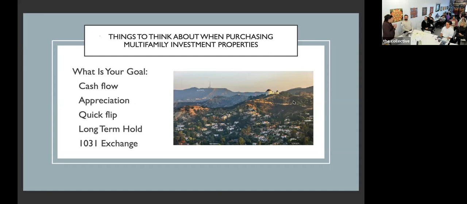At that time, I thought I wanted to be on the west side. I was like, oh, the beach. I like the beach. But I couldn't find anything that made my numbers work on the west side. So I ended up buying a fourplex over in Los Feliz. And my goal was just to buy it and hold it.